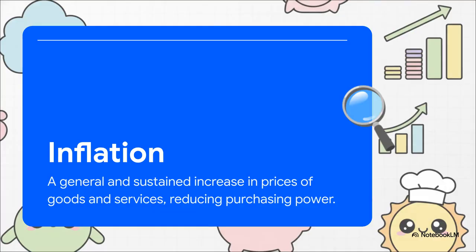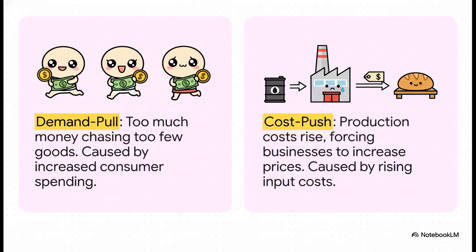Okay, the definition. Look, the two words you absolutely have to remember here are general and sustained. We're not talking about the price of just one thing, like your favorite snack going up for a week. No, that's just a price spike. Inflation is a broad, ongoing rise in prices across the whole economy that slowly eats away at the value of your money.